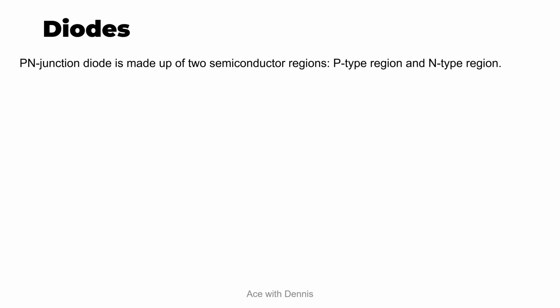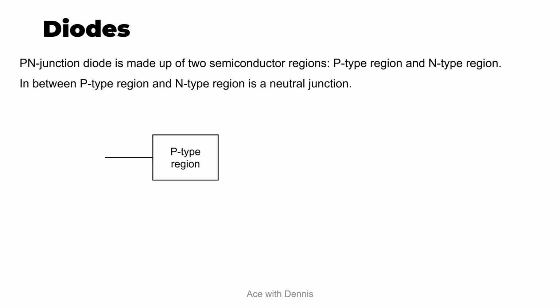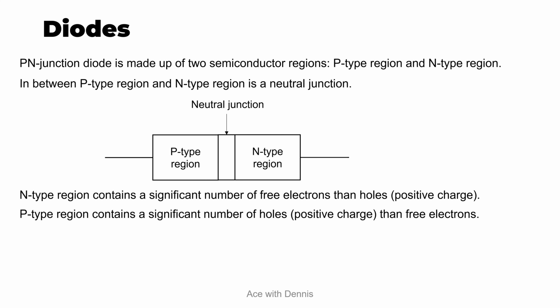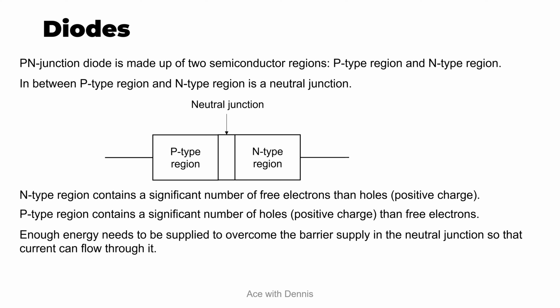A PN junction diode is made up of two semiconductor regions, which are the P-type region and the N-type region. In between the P-type region and the N-type region is a neutral junction. So here is an illustration of how it looks like. We have the P-type region and the N-type region. In between these two regions is the neutral junction. The N-type region contains a significant number of free electrons rather than holes, which means positive charge. The P-type region contains a significant number of holes, which are positive charge, rather than free electrons. Enough energy needs to be supplied to overcome the barrier in the neutral junction so that current can flow through it.